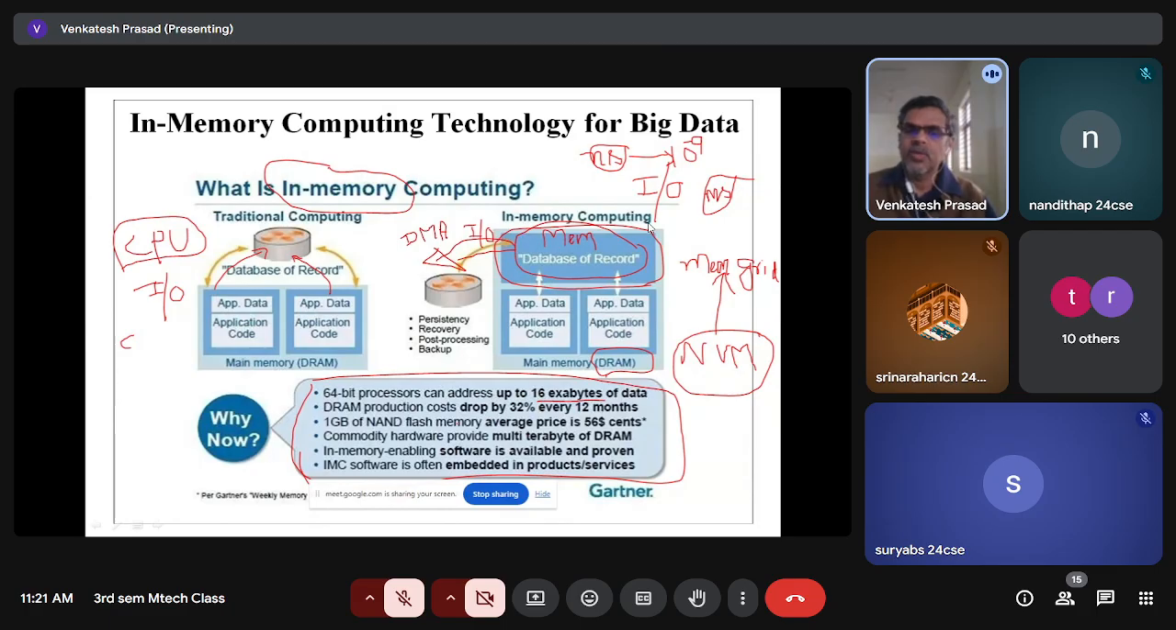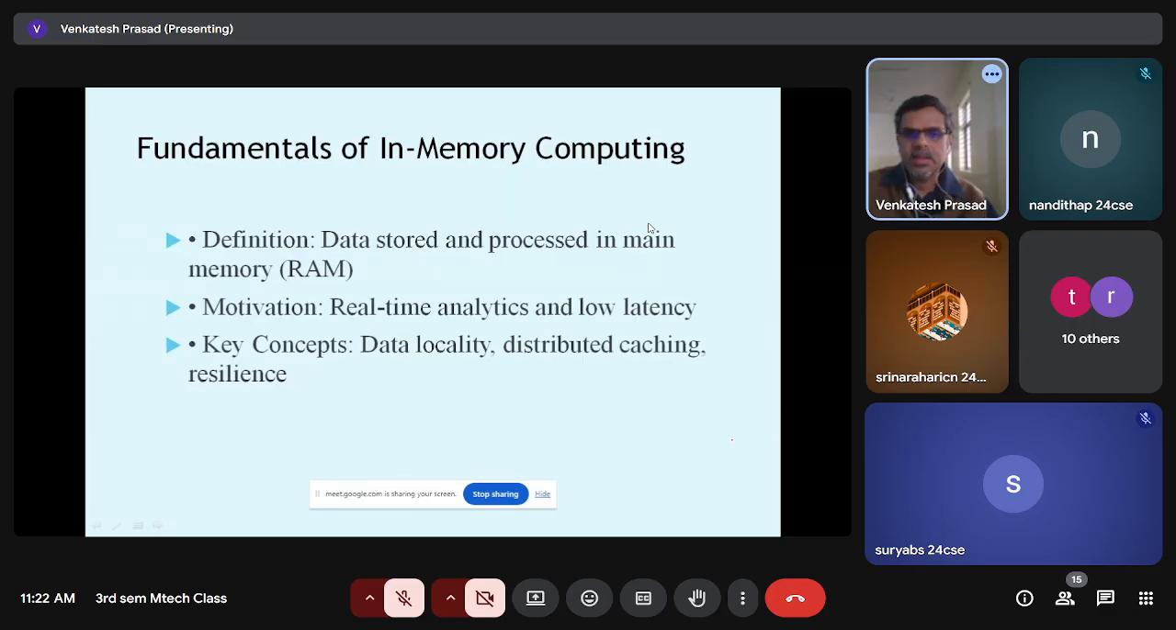It's very rare these days, even on laptops. On servers, of course, they go with large memory capacity, because the cost of memory has gone down. What else? Memory is available, and there are embedded products and in-memory enabling software. So there are various other use cases also. In-memory computing, IMC, is often embedded in products and services. They are using memory a lot rather than going to I/O. For a lot of reasons, availability, price, requirements, they use in-memory computing. So that's about it.